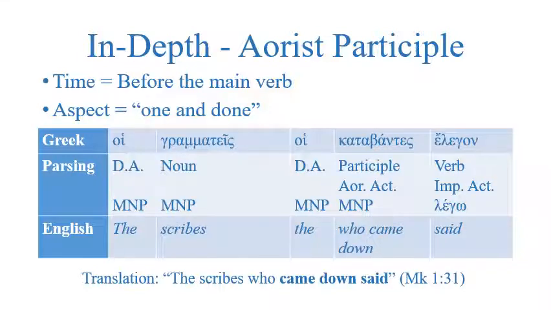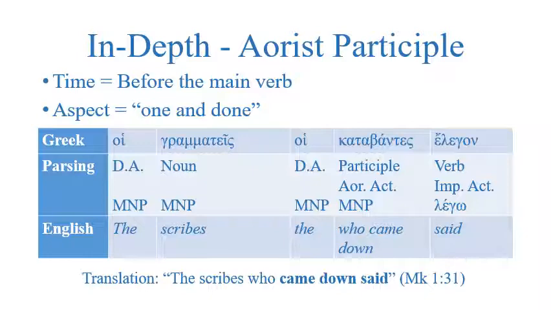This brings us to our first new tense for the week, the aorist. In the aorist participle, it is a past tense, so it happens before the main verb. And as I said, this is our one and done tense. It's our lightning tense, an action that happens and is done. In Mark 1:31, we see an example of the aorist.